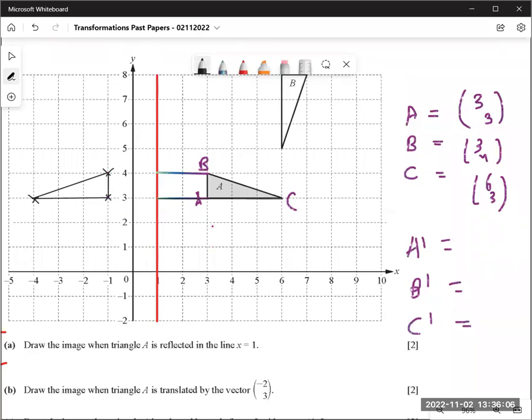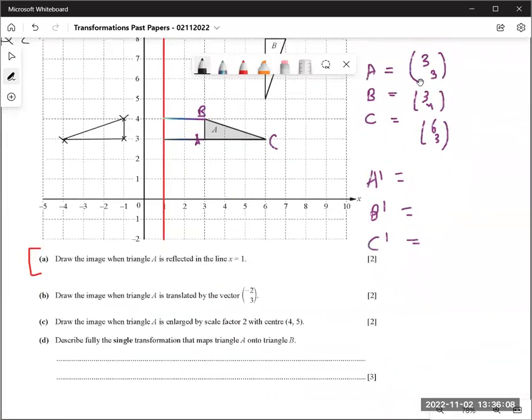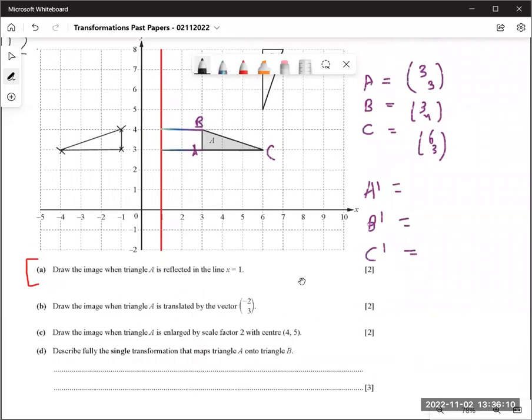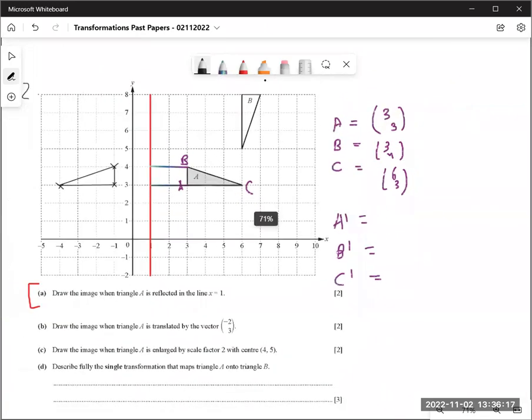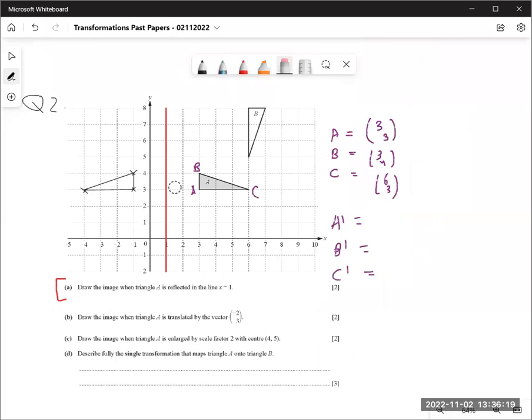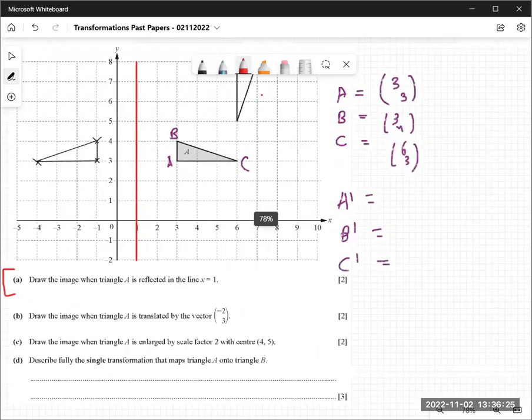Our shape is done. Now next question. We'll need these points in a few seconds. Draw the image when the triangle is translated by vector -2, 3. So how do I do translation? What is the method? Tell me. Do you add them by -2? Exactly. We add the vectors.